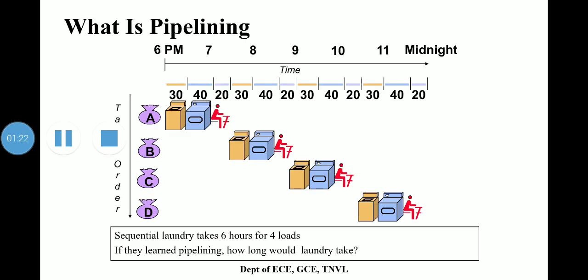So this is the sequential laundry, which takes 6 hours for 4 loads. In the sequential laundry approach, we place one dirty load of clothes in the washer. Then when the washer is finished, place the wet load in the dryer. When the dryer is finished, place the dry load on a table and fold. When folding is finished, ask your roommate to put the clothes away. When your roommate is done, start over with the next dirty load. If this sequential laundry learns pipelining, how long would laundry take?